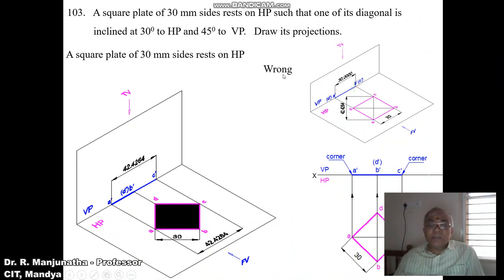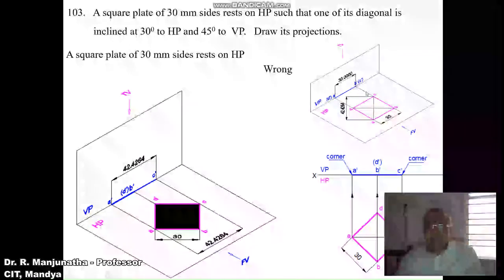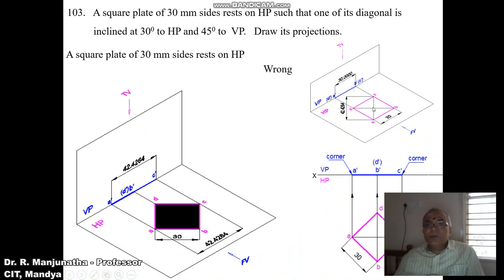So obviously this position will become wrong, because the diagonal AC, which is inclined to VP here, gives A dash C dash as an apparent length. If I consider BD, BD is also inclined to VP, so B dash D dash will become an apparent length, but the inclination given with respect to HP is the true inclination. So if you try to rotate in the second position, you are going to get the apparent length here and the inclination given is the true inclination. So I cannot redraw this sketch in the second position front view, and obviously this position becomes wrong.